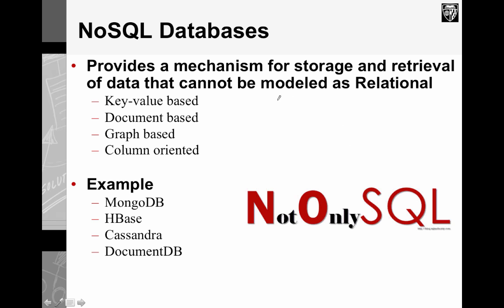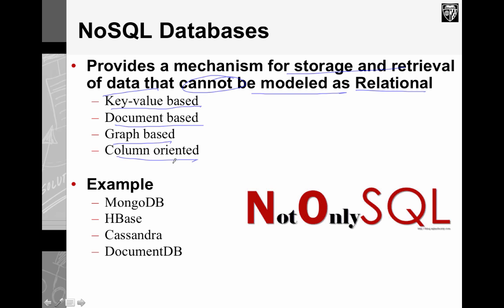NoSQL databases provide a mechanism for storage and retrieval of data that cannot be modeled as relational. And so as part of NoSQL databases, you have key value based databases, document based databases, graph based databases, column oriented databases. Now these are just some of the top NoSQL databases. There are many other kinds of NoSQL databases that are available.